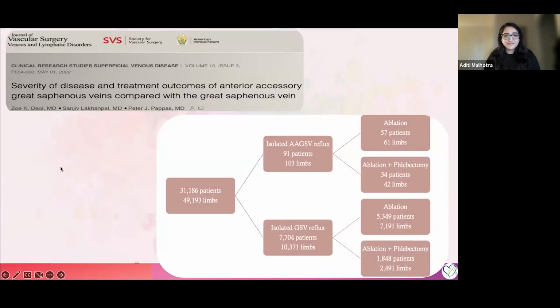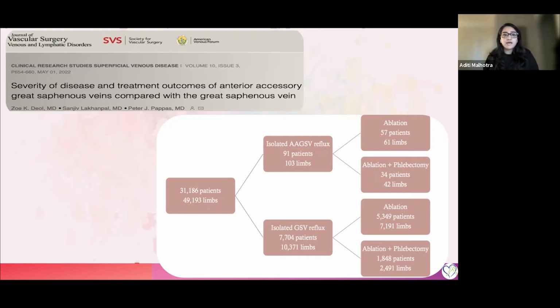And now we come back to a study done by CVR, and I had kept mentioning to you the importance of addressing those tributary veins. Throughout many of the other studies had mentioned that those tributary veins were important to address. So here we have the severity of disease and treatment outcomes of the AASV compared with the GSV. And as you can see, this was a significant amount of patients, 31,000 patients, approximately 49,000 limbs.